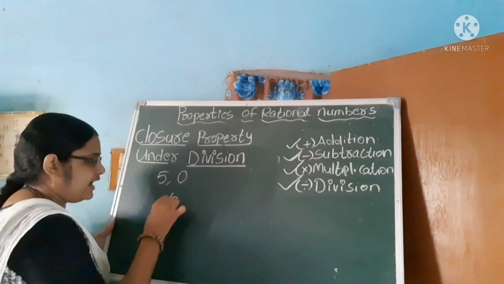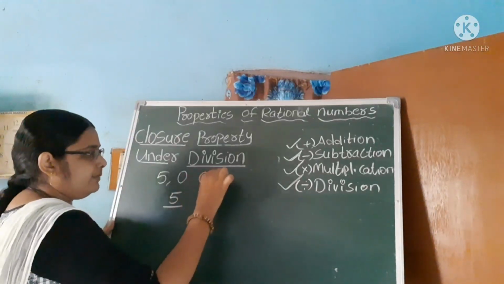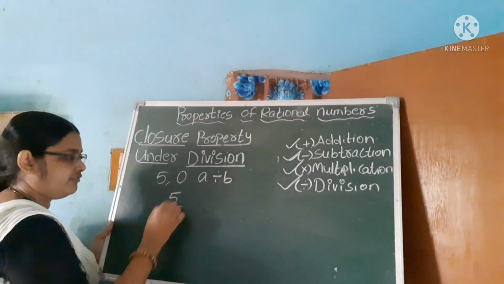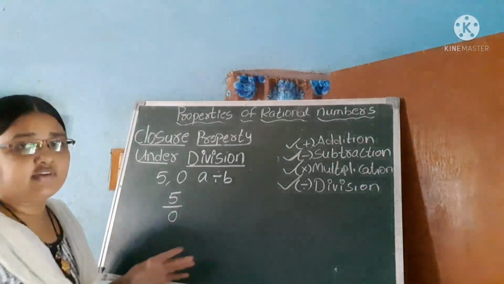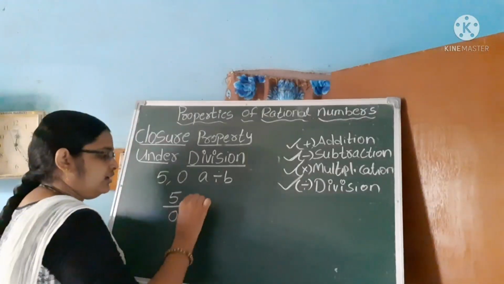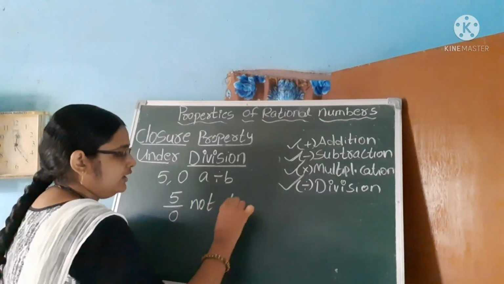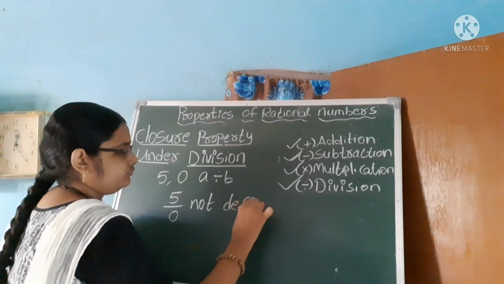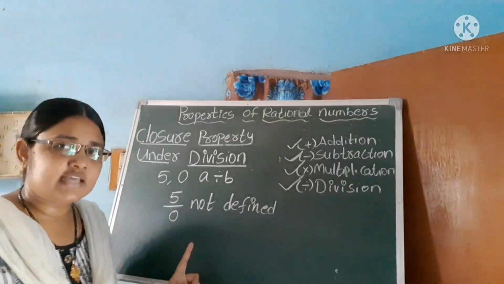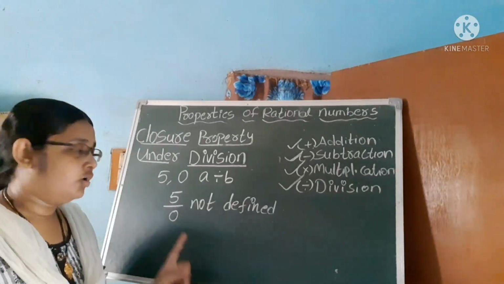So a by b. Binary operation division, a by b. 5 by 0. So what is the value of 5 by 0? It is not defined. Okay, so is 5 by 0 a rational number? No.